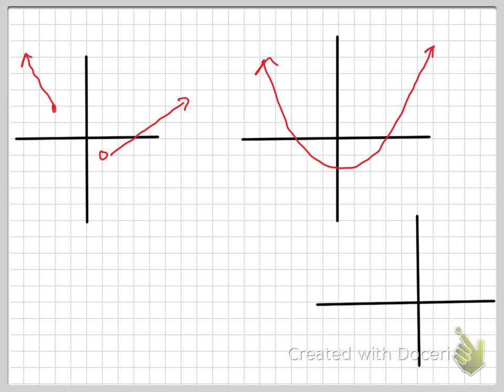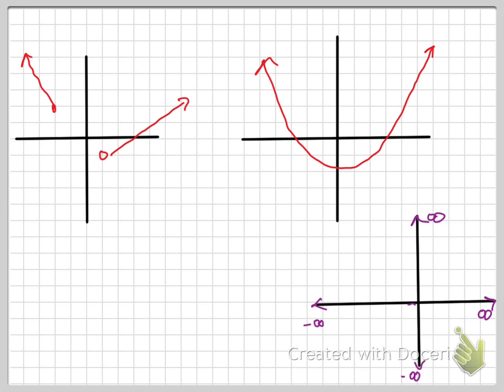If this is my graph, this is considered negative infinity as it goes that way. This is considered positive infinity as it goes that way. This is considered negative infinity down here as we go that way. And this is considered positive infinity as we go that way. Does that make sense?